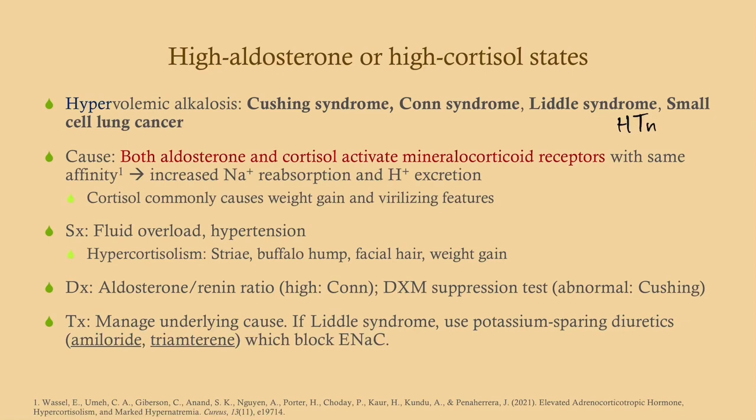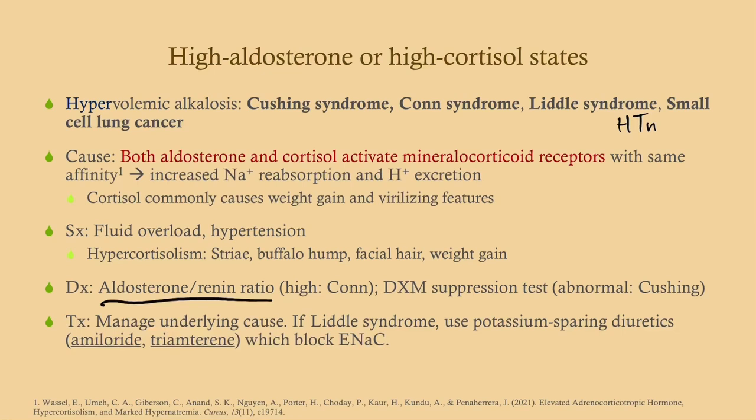Symptoms here: fluid overload, hypertension. If you're dealing with a hypercortisolism, you can get some of those classic Cushingoid features. Diagnosis here, that aldosterone to renin ratio will give you a good hint. Remember that aldosterone and renin should go up together because the whole idea of getting aldosterone is by activating that renin-angiotensin-aldosterone system. So if aldosterone is very, very high and renin is low, then you know you're having some sort of exogenous aldosterone or an independent secretion of aldosterone, which we would consider Conn syndrome.